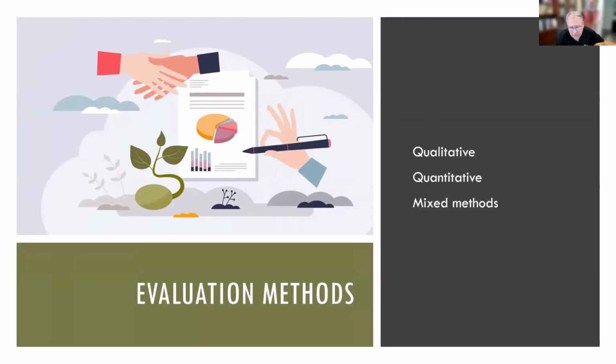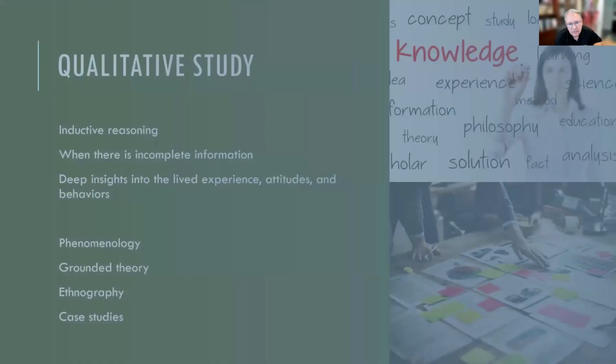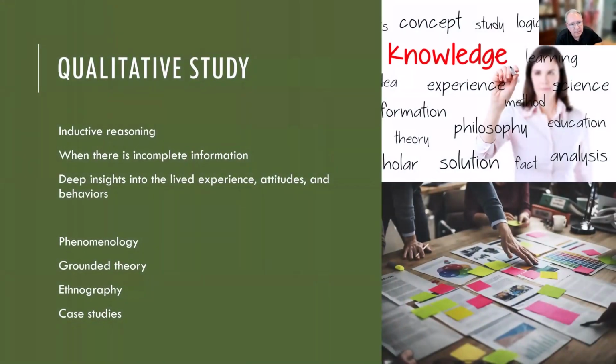First, I want to take a step back and really talk about evaluation methods to begin with. There are really three forms of evaluation methods: qualitative measures, quantitative, and mixed methods. And while we're talking about data science here, I think you become a better data scientist when you understand even the role and the purpose of qualitative methods. So we're going to start with that. A qualitative study is really used for inductive reasoning.